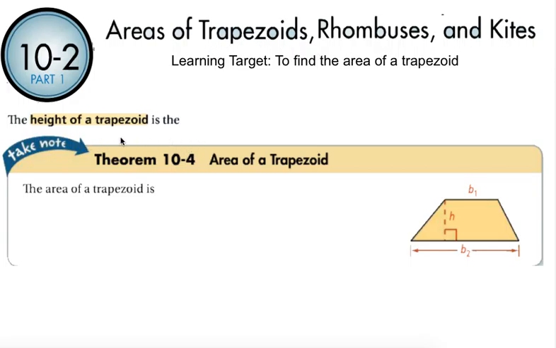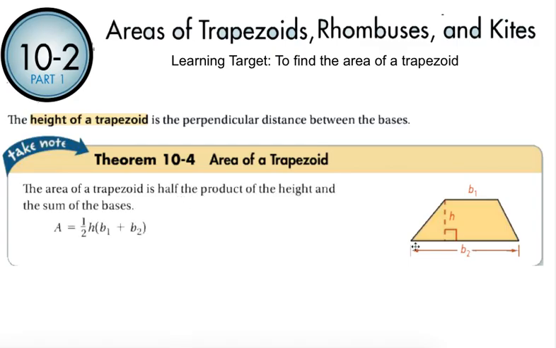So first of all, the first thing we need to know is that the height of the trapezoid is the length of the altitude or the distance between the bases, and it's perpendicular to both bases. So in order to find the area of a trapezoid, we are going to take 1/2 the product of the height and the sum of the bases. So you're going to take 1/2 of the height and then add the two bases together and multiply that.